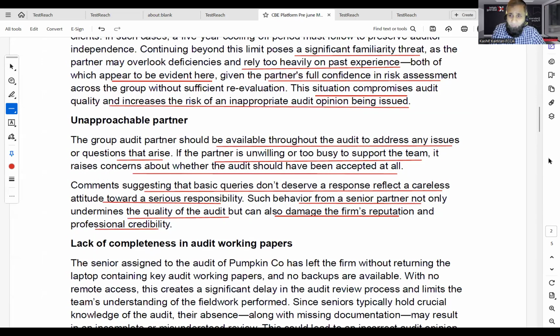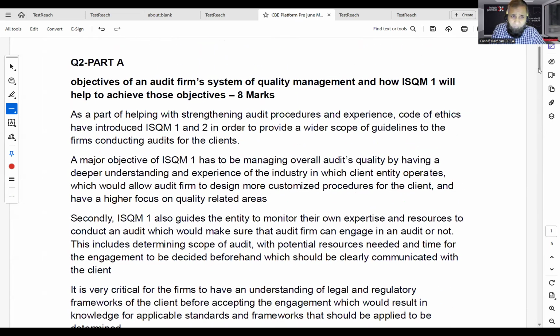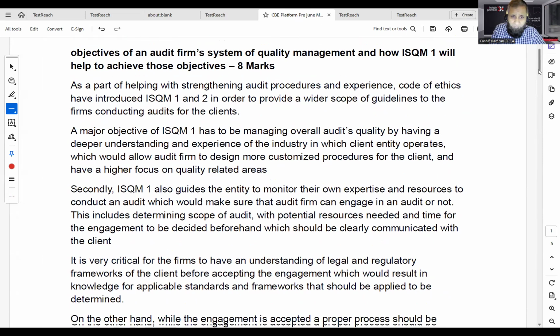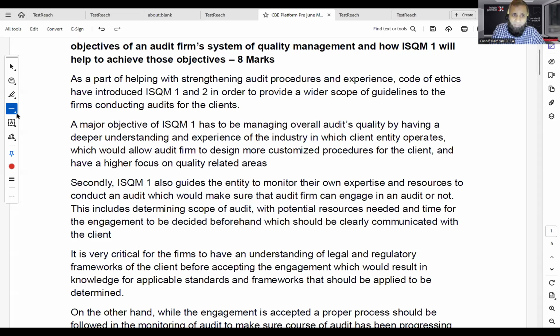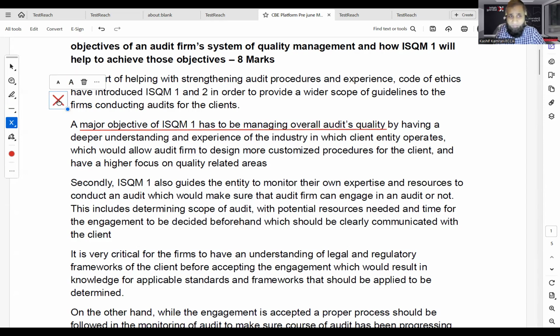Let's look at the third one. Right over here, even the student mentioned a major objective of ISQM1 has to maintain the overall quality. And then he says, I don't know why he wrote this very first paragraph. To me, this first paragraph was totally wrong. I criticize this paragraph. But the second paragraph at least was telling the objective. So this second paragraph was perfectly right, this one.